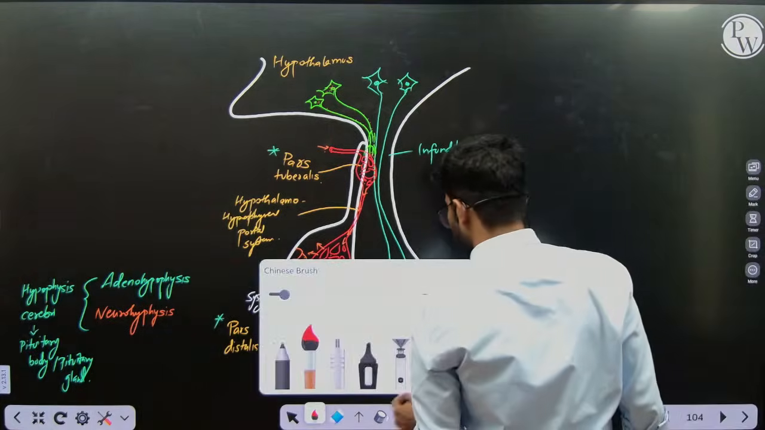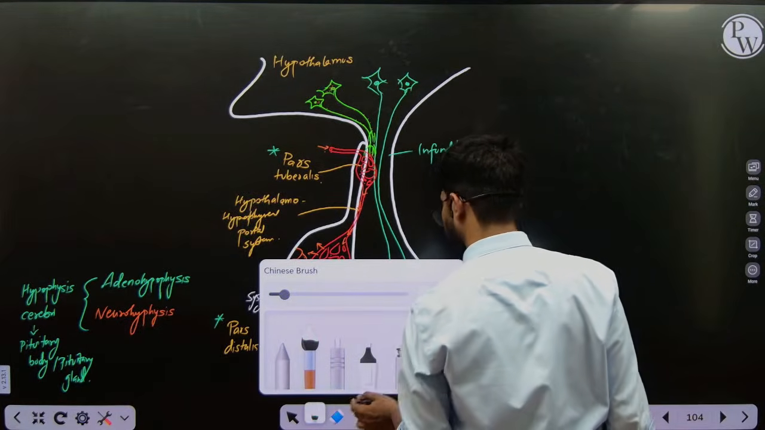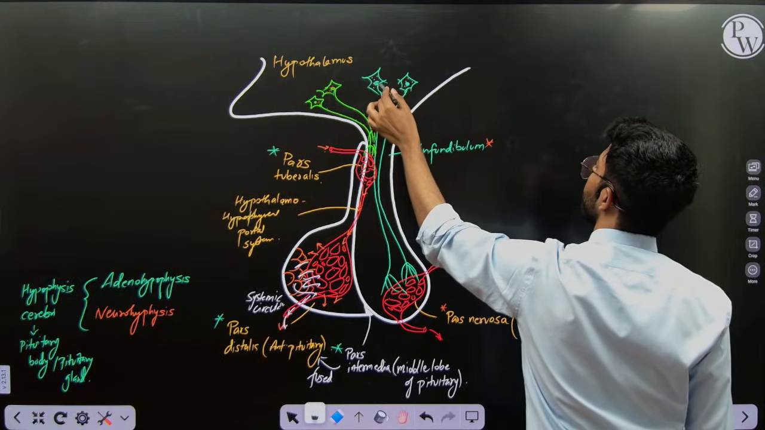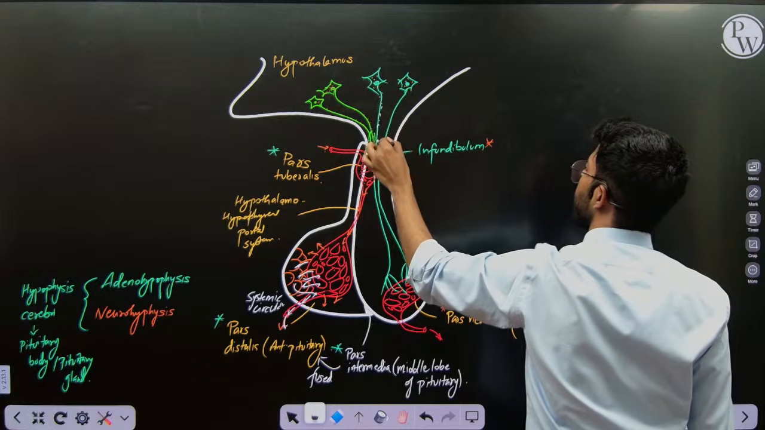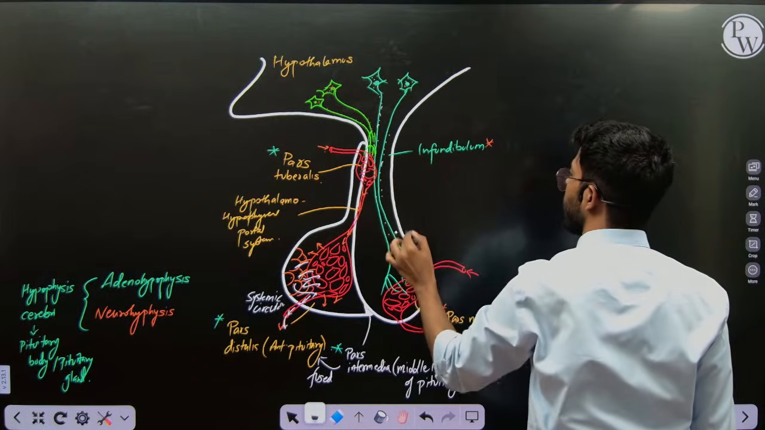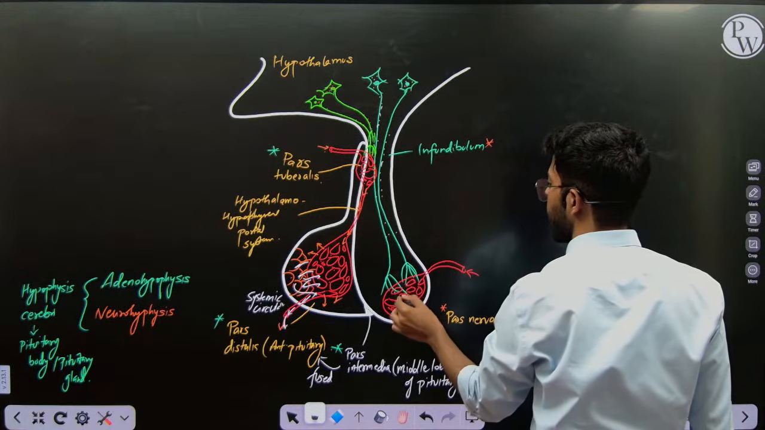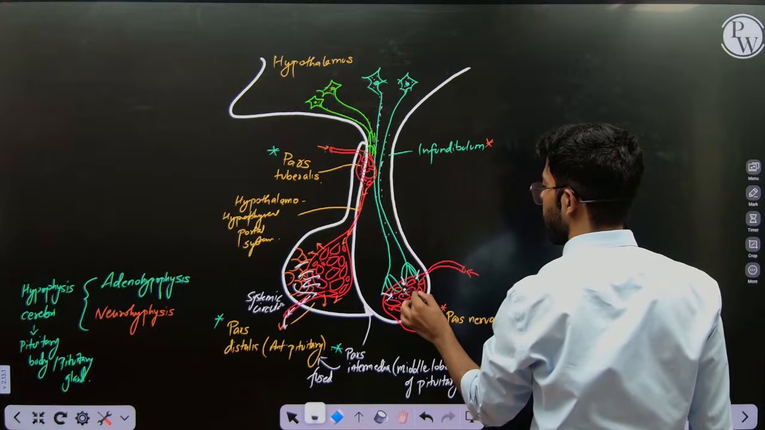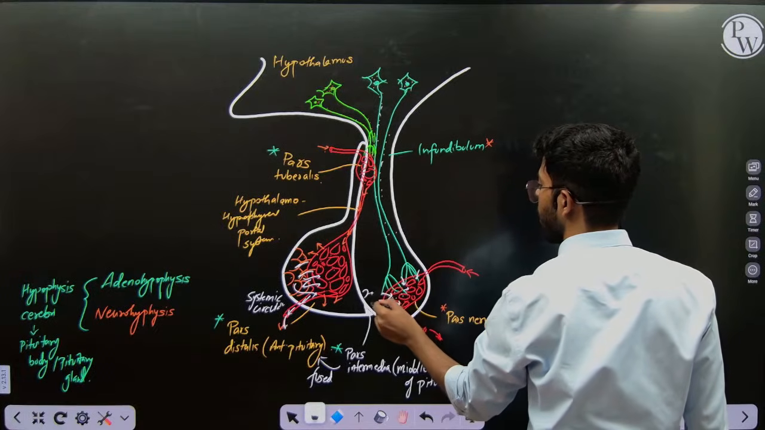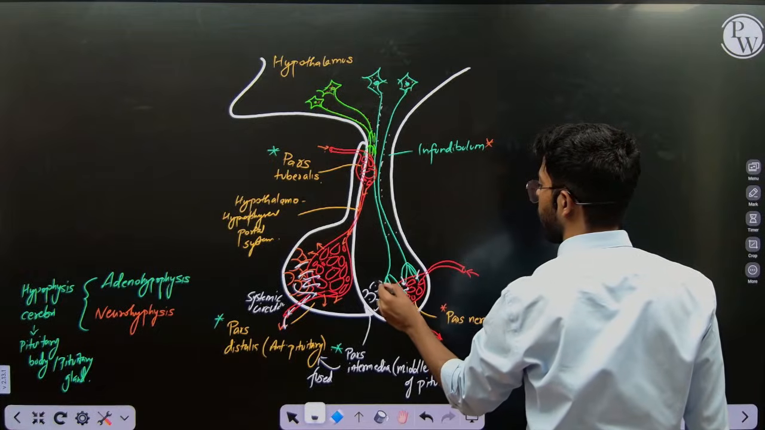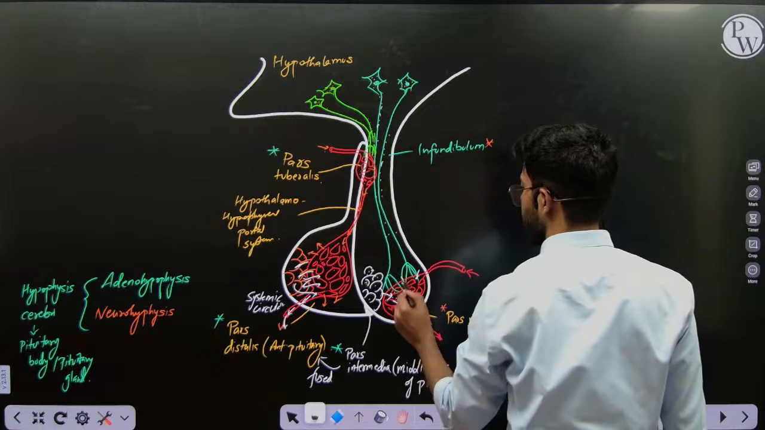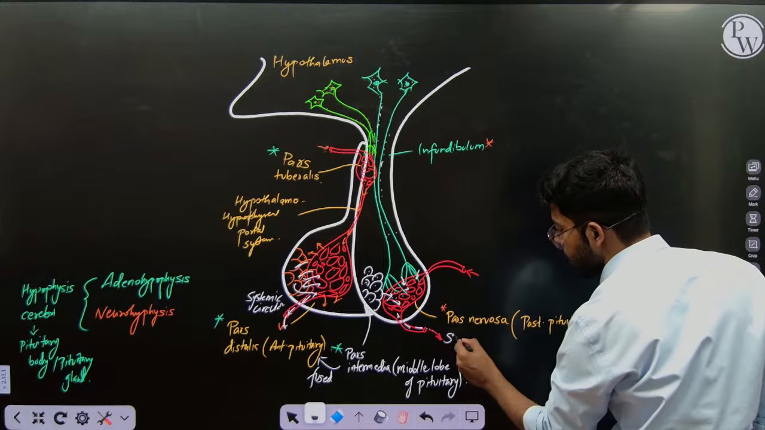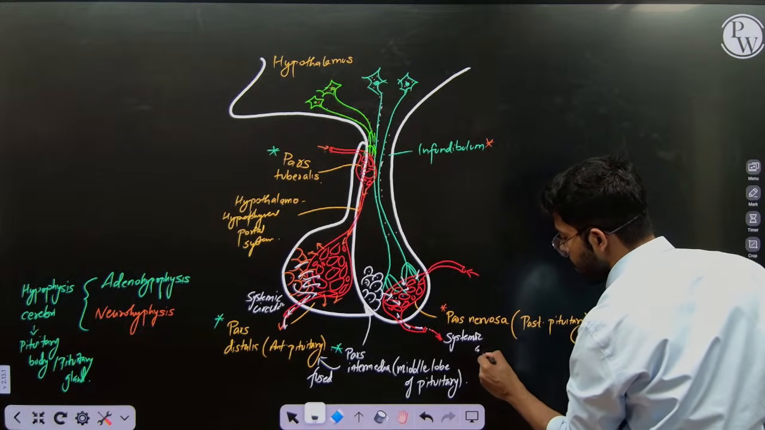So first, the hypothalamic hormones are synthesized in the nuclei, and then they travel along the axon, just like this axon, and then are released into the bloodstream, and may also be stored in the posterior pituitary cells. From this they enter into the systemic circulation.